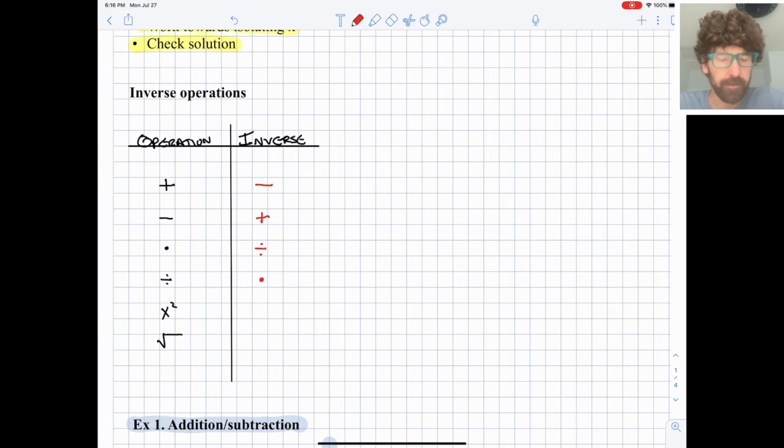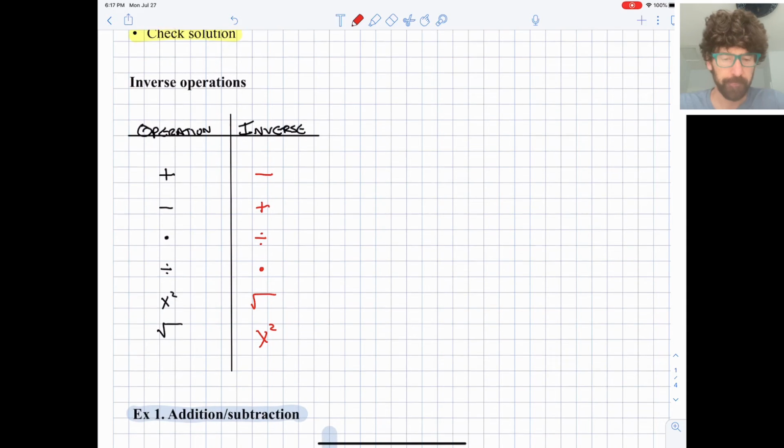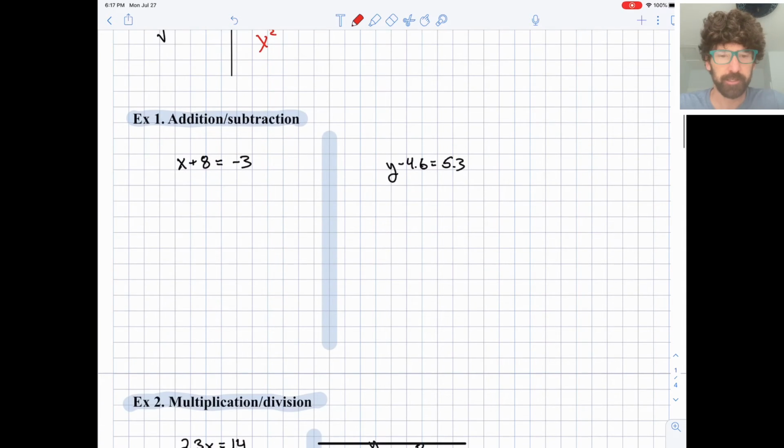And we will also be seeing some squared and square root functions, maybe not in this first unit in Algebra 1, but certainly down the road we will be. And the way of undoing a square is to square root it, and the way of undoing a square root is to square it. Okay, so let's do some examples applying those inverse operations.